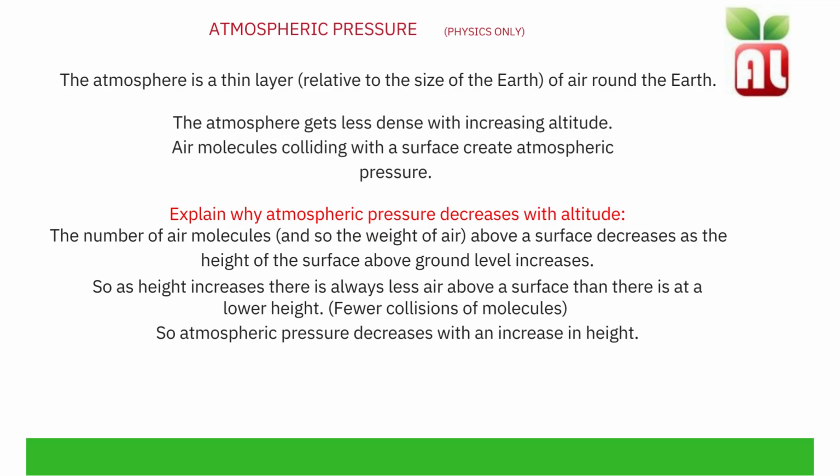Explaining why atmospheric pressure decreases with altitude. The number of air molecules above a surface decreases as the height above the surface, above ground level, increases. So as height increases, there is always less air above a surface than there is at a lower height. Therefore, there are fewer collisions of molecules. So atmospheric pressure decreases with an increased height.